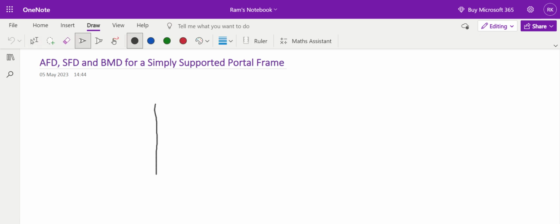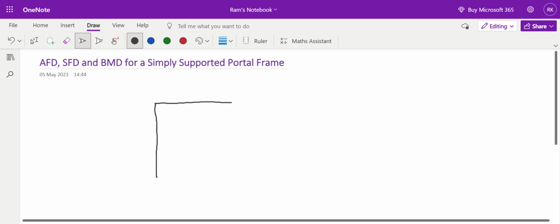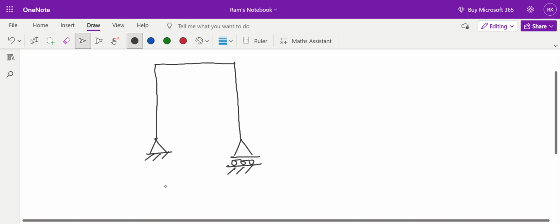So let us imagine that this is the portal frame. Simply supported means this support must be a hinge support, and this support must be a roller support. Let us say this beam BC is of length 4 meters. This is B, this is C, this is end A, and this is end D.